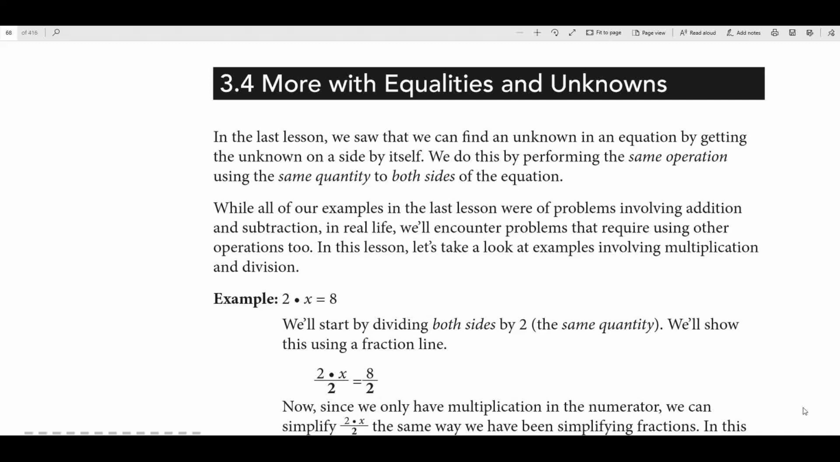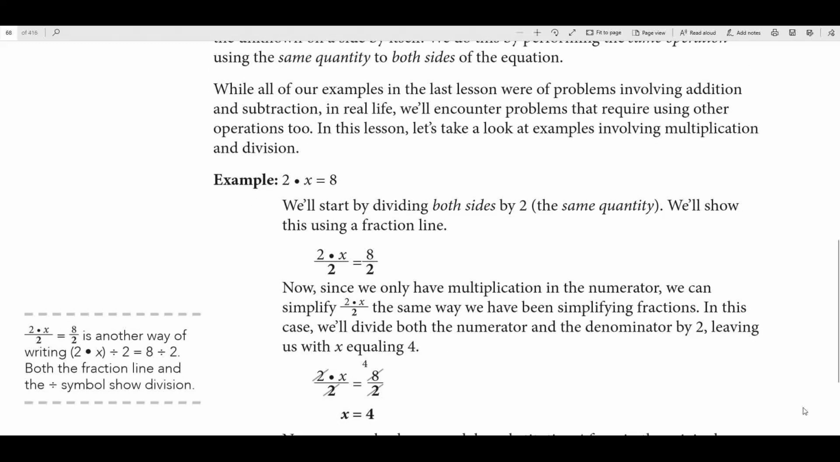Morning. All right, let's go ahead and start with section 3.4, more with equalities and unknowns. So in our last lesson we saw that we can find an unknown in an equation by getting the unknown on a side by itself. And we do this by performing the same operation with the same quantity on both sides. While all of our examples in the last lesson were problems with addition and subtraction, now we're going to be looking at multiplication and division.